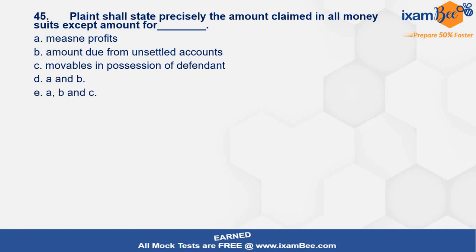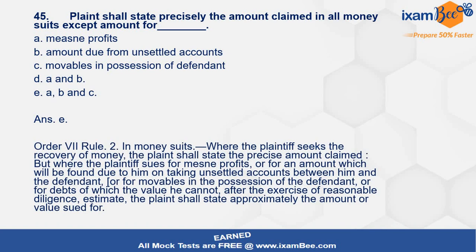Means profit, amount due from unsettled accounts, movables that are in possession of the defendant. Both means profit and amount due from unsettled accounts, or movables in possession of the defendant as well. If you are filing a money suit, how much amount do you have to mention precisely in the plaint, and related to what? It is going to be all of the above. This is a common logic based question. Even if you do not know, you can apply your logic, because you have to include all the points relating to your cause of action precisely in the plaint.